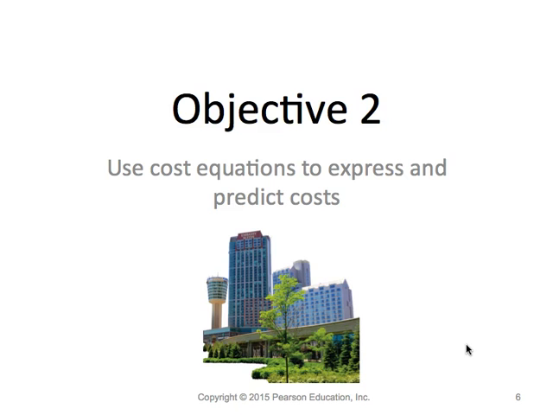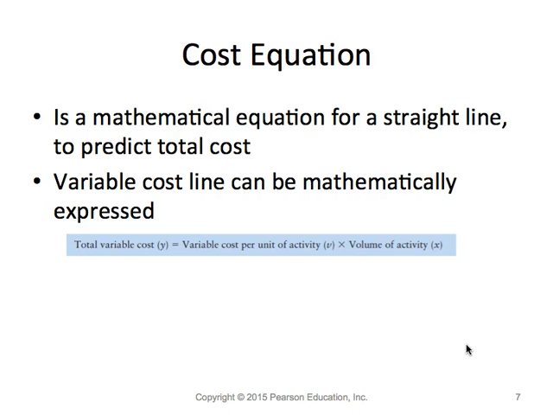So we're going to use the cost equation to express and predict costs. The cost equation is very simple: Y equals V, the variable cost per unit, times X. So total variable cost equals the variable cost per unit of activity times the volume of activity. So Y equals V times X.